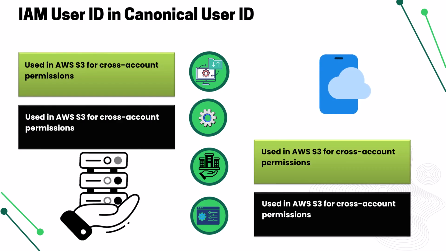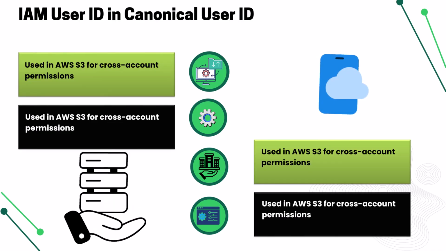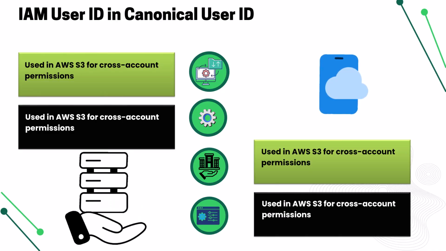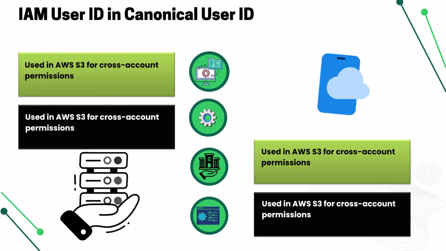When dealing with S3, AWS uses Canonical User ID, fancy name, but it's just another unique identifier. This is like your VIP pass for cross-account interactions, ensuring permissions are correctly assigned. Without it, buckets would be a security free-for-all, not ideal.